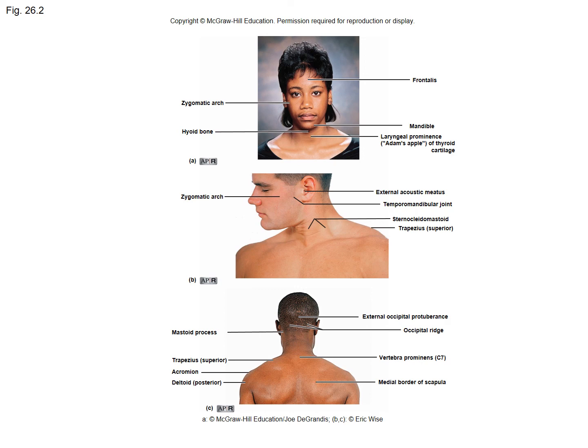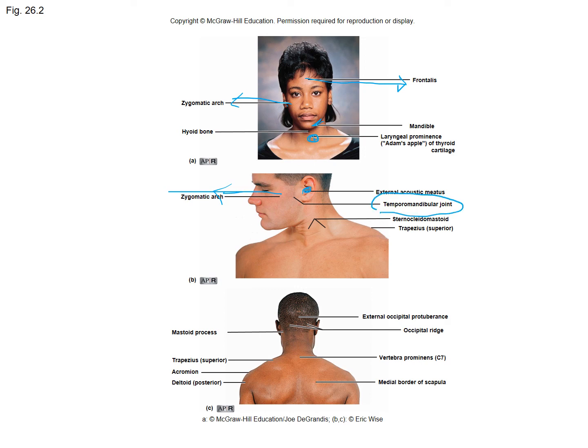See the zygomatic arch in the face and frontalis muscle or epicranius, occipital belly. Frontal belly. And you have the mandible, and you have the hyoid bone right here. And this will be the laryngeal prominence or Adam's apple, okay, of thyroid cartilage. Same thing, zygomatic arch, external acoustic meatus, allows the sounds to enter the ear.